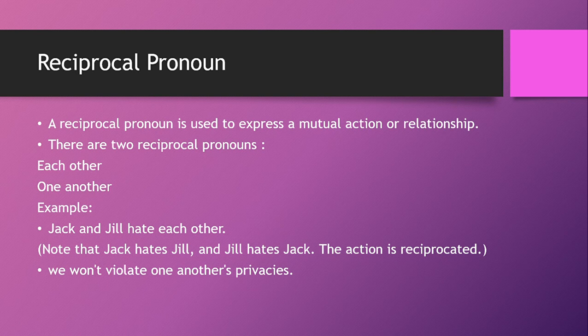The example of one another is we won't violate one another's privacies. For example, if there are a husband and wife, and the husband says we won't violate one another's privacies, it means that the husband won't violate the privacy of his wife, and the wife would also not violate the privacy of her husband.